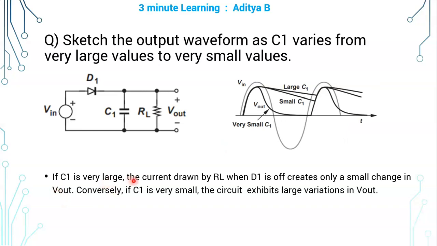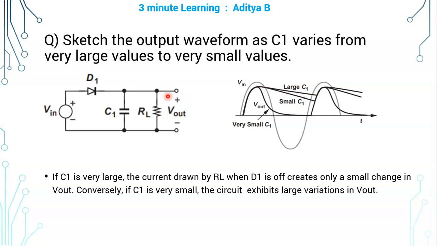If C1 is very large, the discharging time constant C1 into RL will be very large. That is, it takes a very large time for this capacitor to discharge through the load. It discharges slowly. When D1 is off, the current drawn by RL will be very less when C1 is very large. So you can see here, it has a gradual slow roll off, slow slope, for large C1.